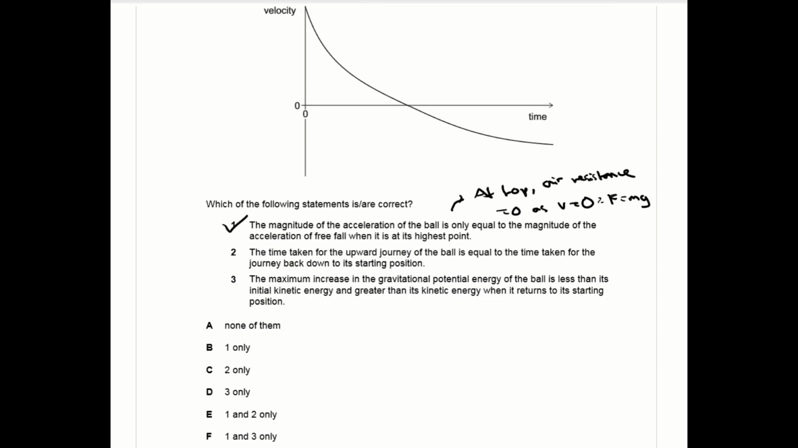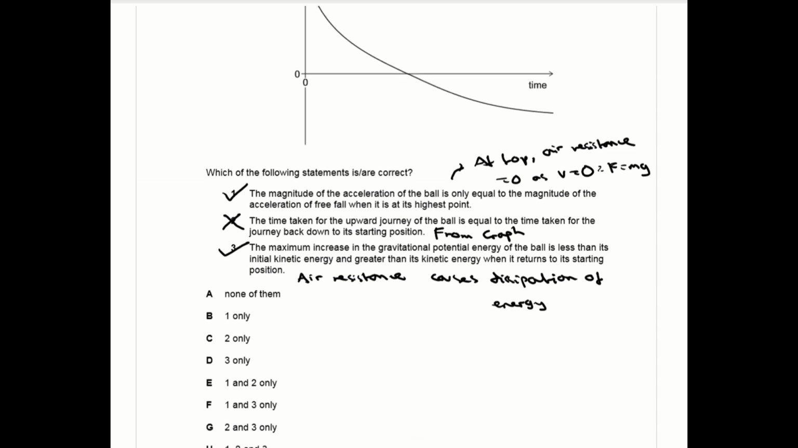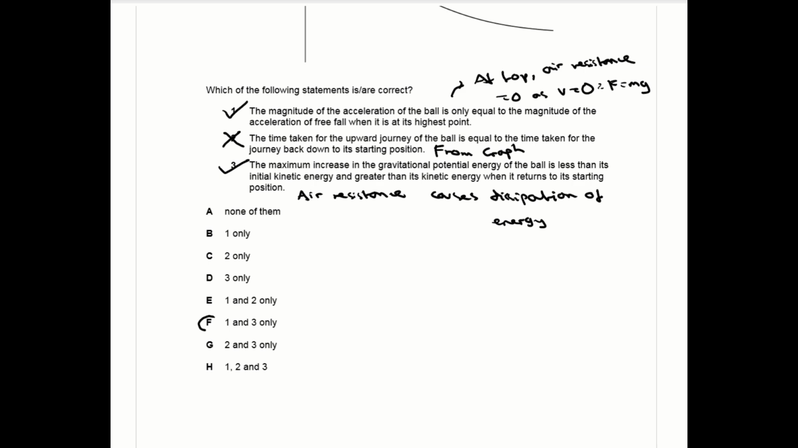The second statement, that the time taken for both the upward and downward journeys is the same, is incorrect, and you can see this just by looking at the graph. And the third statement, that the maximum increase in GPE of the ball is less than its initial KE and greater than its KE when it returns to the starting position, is true, because air resistance is acting on the ball, which causes some dissipation of energy. So the answer is F.